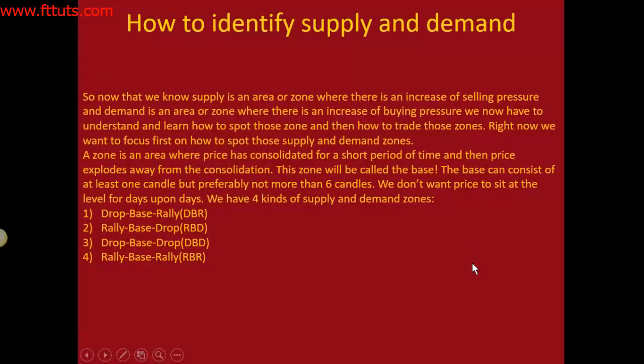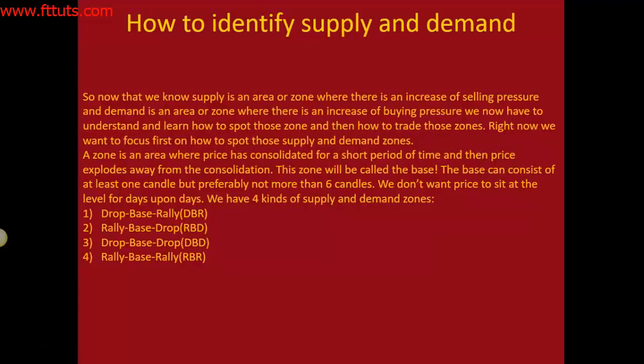So now, how do we know supply is in it? Now that we know that supply is an area or zone where there is an increase of selling pressure and demand is an area or zone where there is an increase of buying pressure, we have to learn how to spot these zones and then how to trade them. We're not getting super deep into what supply and demand zones are based off of. We just have a basic understanding here, and that's all we need to know. Right now we want to focus first on how to spot those zones.